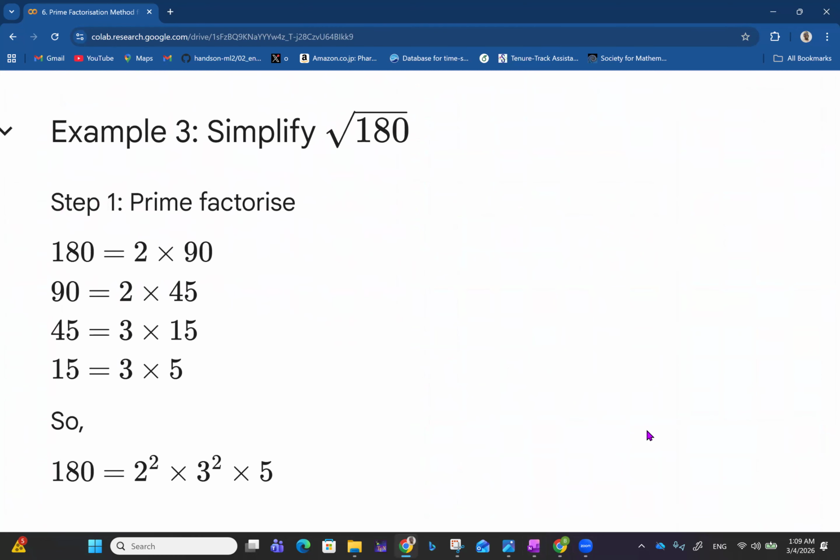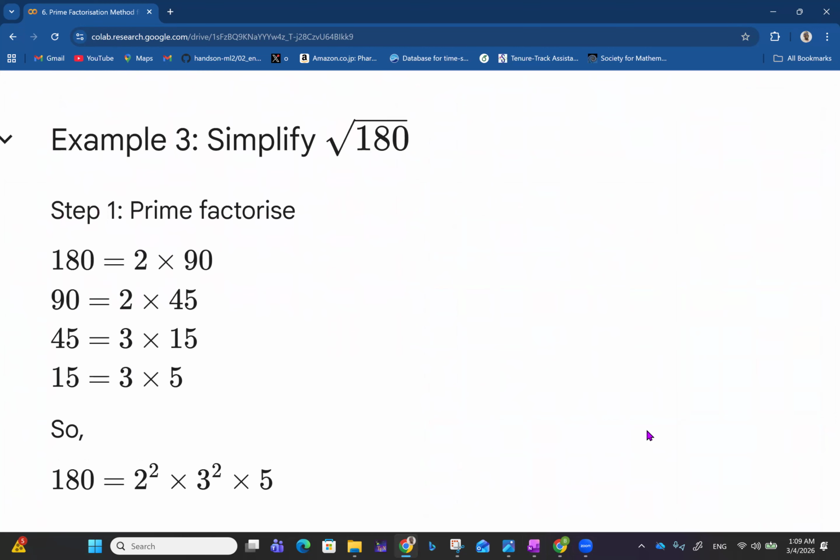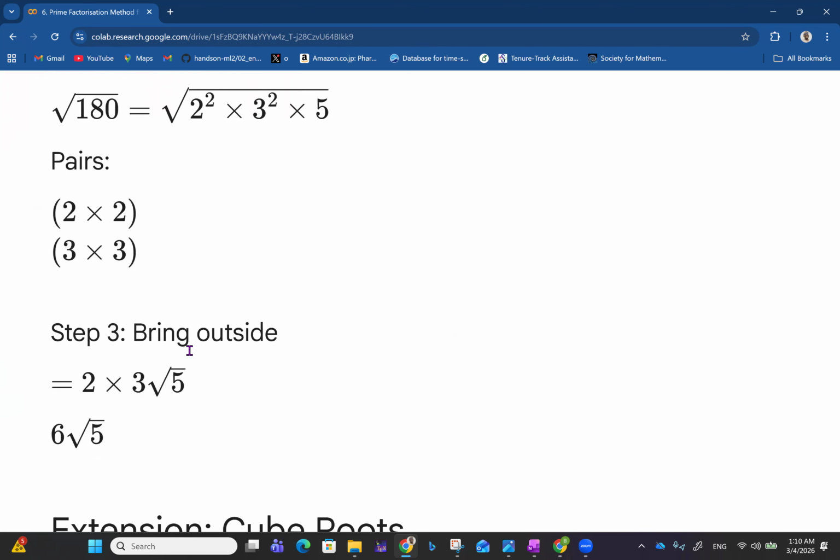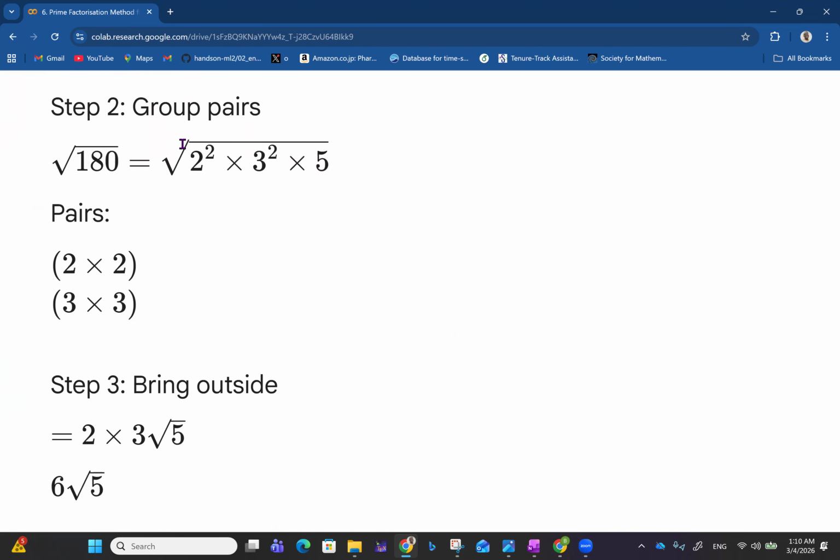So if you have another example, dealing with 180 now. 180 is 2 times 90, 90 is 2 times 45, 45 is 3 times 15, 15 is 3 times 5. So at the end of the day, 180 is 2 squared times 3 squared times 5. Of course, you then take the square root of that, and you get square root of 180, that's square root of 2 squared times 3 squared times 5. So from this pair, you have 2 times 2, and 3 times 3. So you pick one of this, you have 2, pick one of this, you have 3, and then root 5.